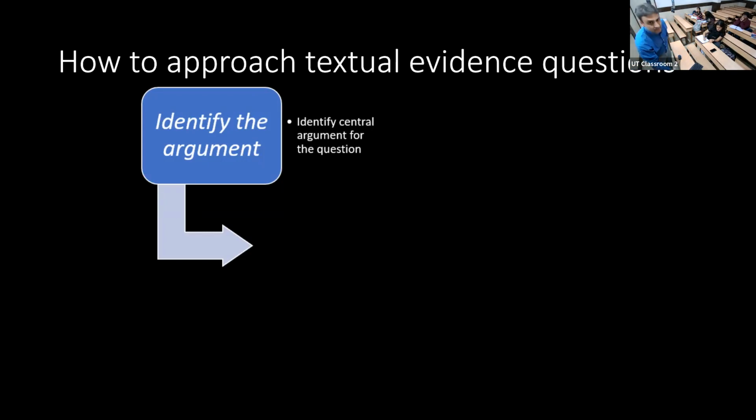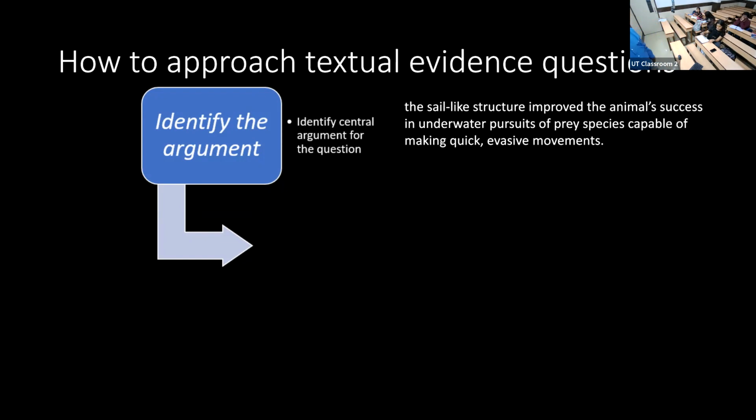So identify the claim, and possibly I took it from there and put it here as is: the cell-like structure improves the animal's success in underwater pursuit of prey species capable of making quick and evasive action. I did nothing; I extracted those 3 lines from the 7-8 lines, which is the claim that the researcher is making. After that, they tested that claim with a model, right?